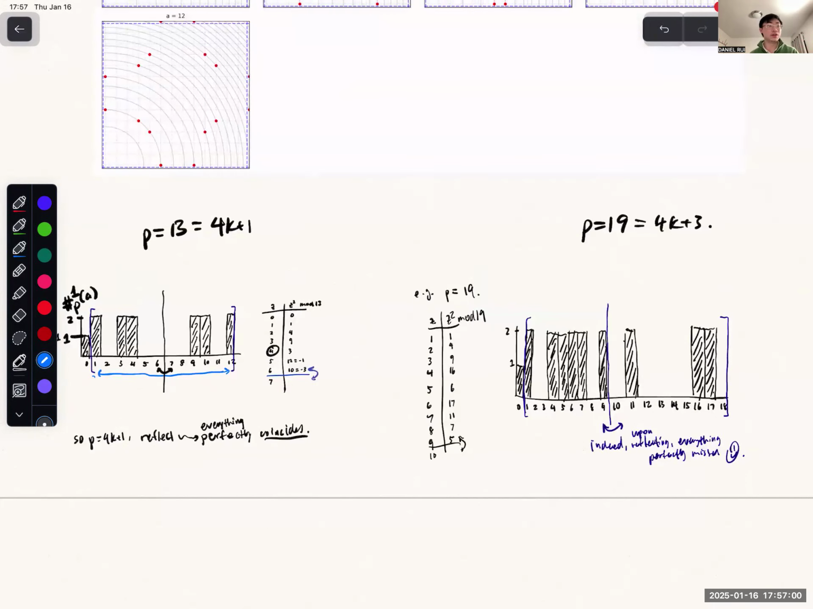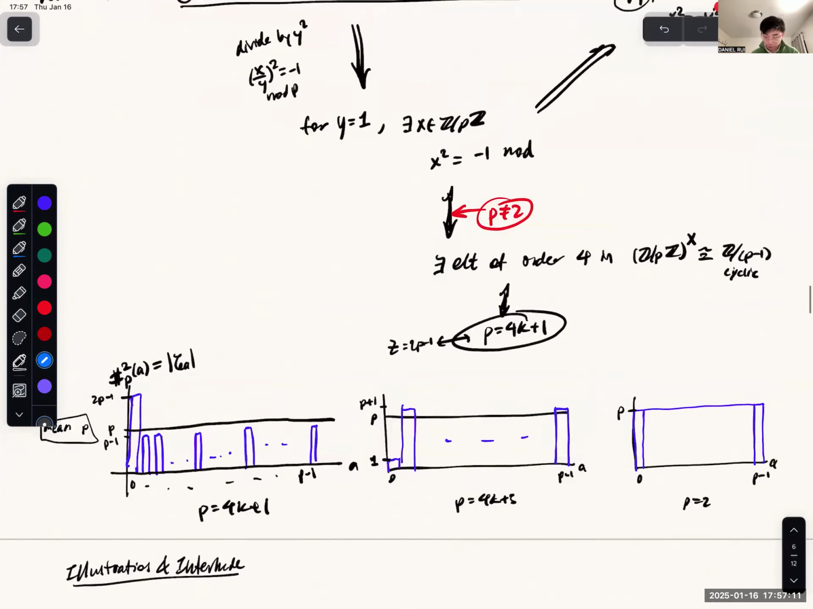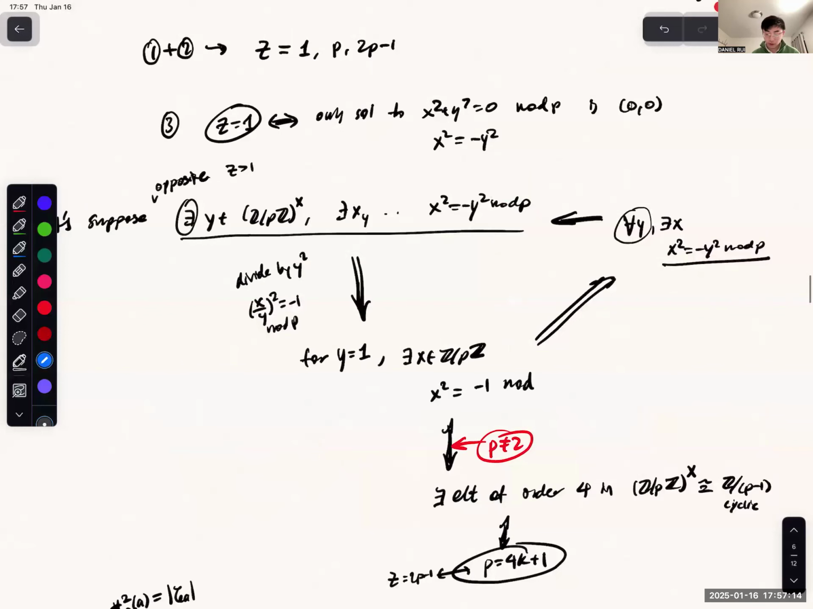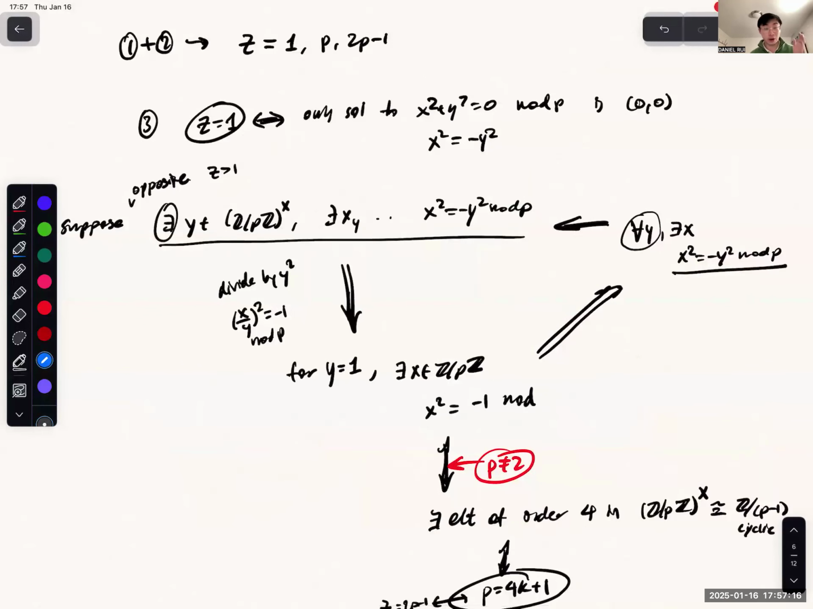because of the thing I just proved. Flipping over is negation, and I just proved that for 4k plus 1, there are indeed solutions to x squared equals negative y squared mod p.